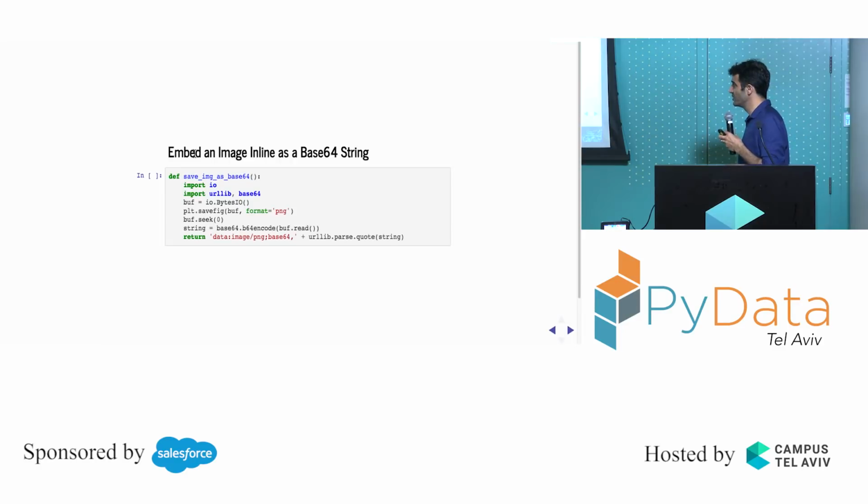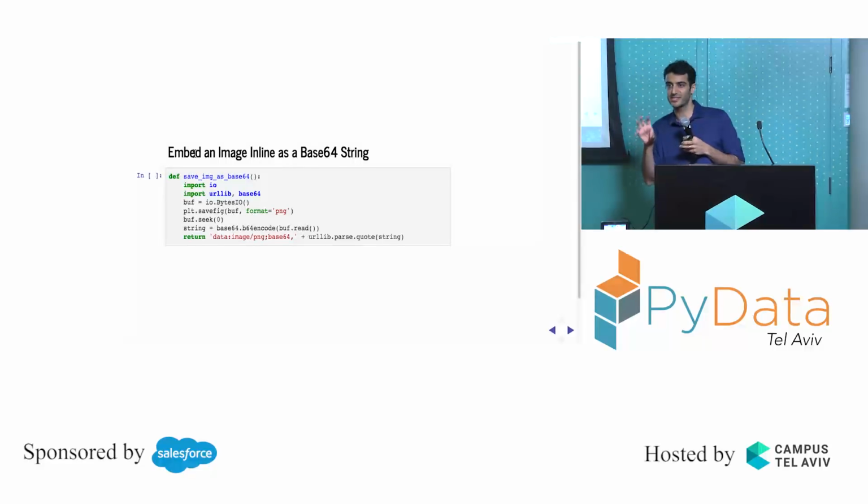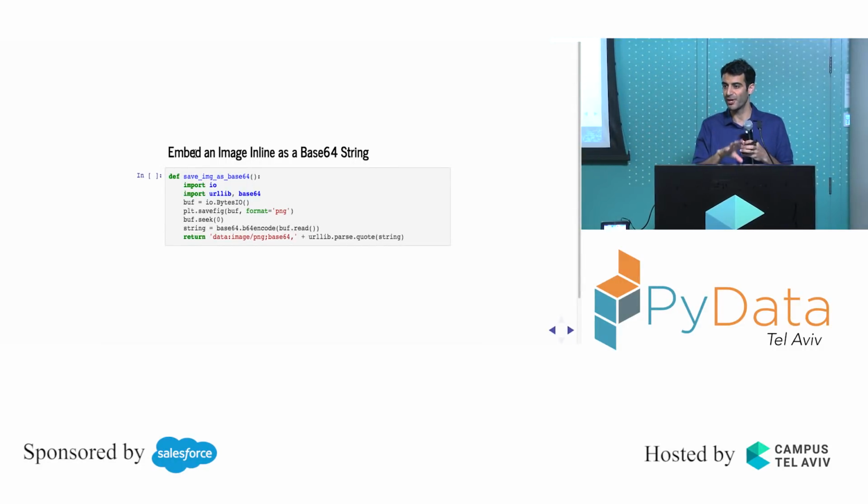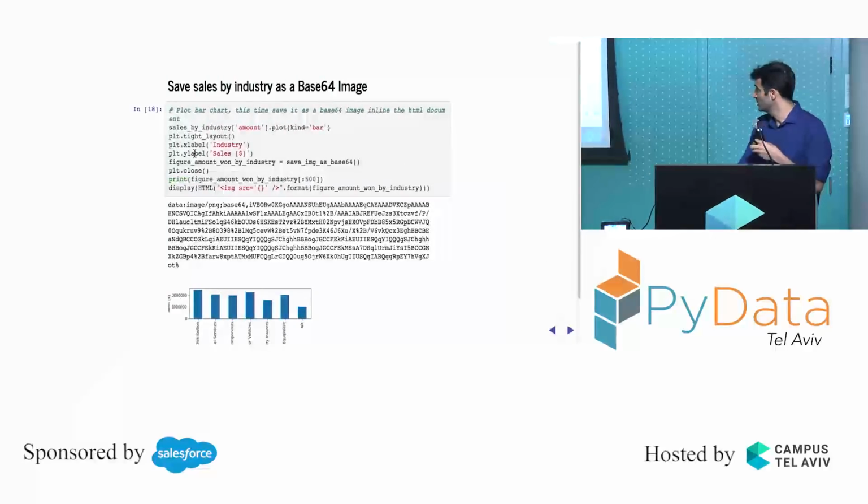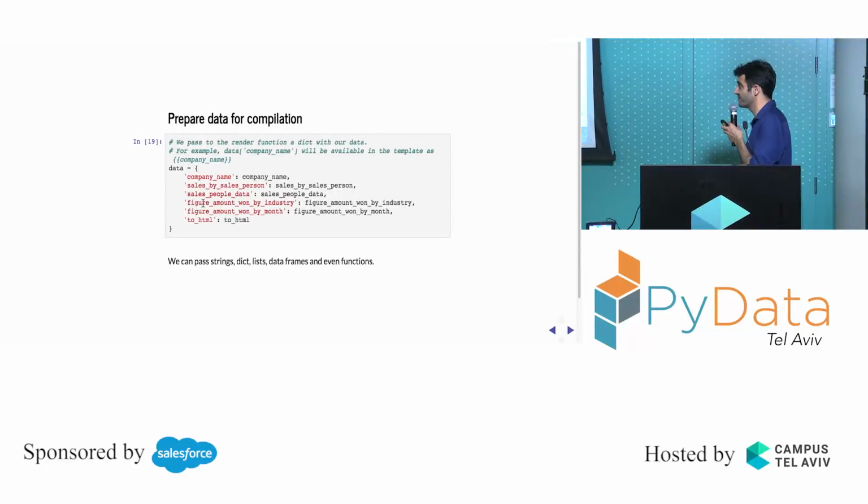An alternative is to use a base64 representation of the image. That means that we can inline the image in the HTML as a text string. We don't have to have a different file. This is a function that does that. Okay, you can see how the beginning of the base64 string looks. It's not very important, but this will be inside the HTML if we do this.